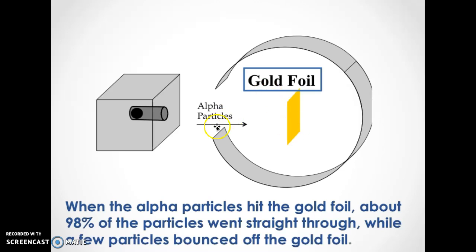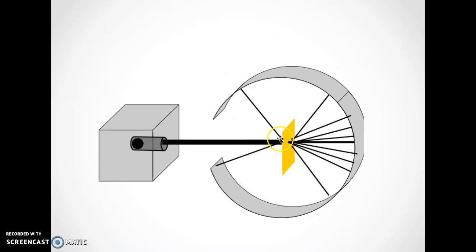But what he did was he shot alpha particles straight through, and 98% of the time, the alpha particles went straight through. And then, in rare exceptions, they bounced back. So, if most of the alpha particles went straight through the gold atoms, the atoms found in this gold sheet, what does that tell you about the structure of the atom?